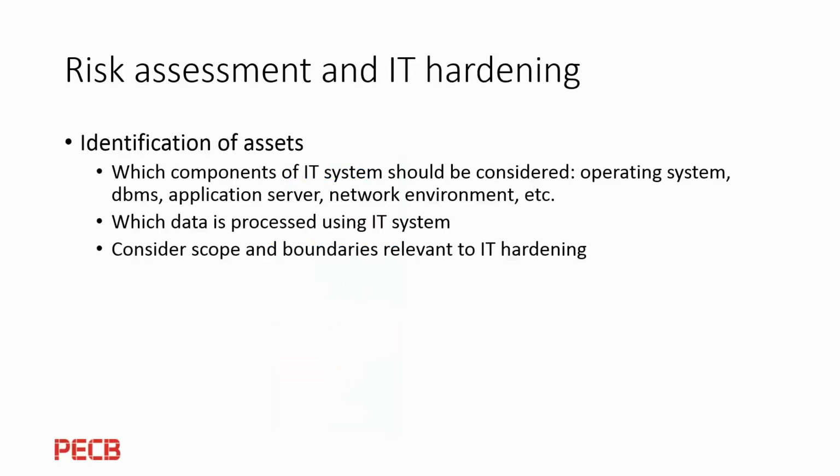So in our case, which requirements stated by the benchmarks should be implemented and which ones could be omitted in our organization? If we're talking about assets identification, the question is which components of the IT infrastructure should be hardened. It's clear that these standard components for which benchmarks are available should be considered during the hardening process. These are the operating system, databases, applications, standard application servers, network components, and so on.